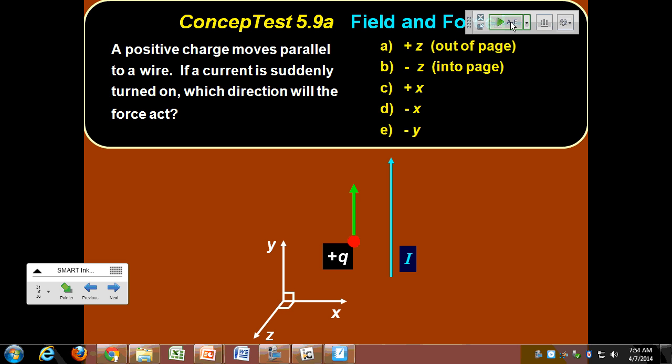All right, so I have a positive charge that moves parallel to a wire. If I turn on a current in the wire, I have a wire current moving in that direction. If I turn on that current, that charge will feel a force. What will be the direction of the force?